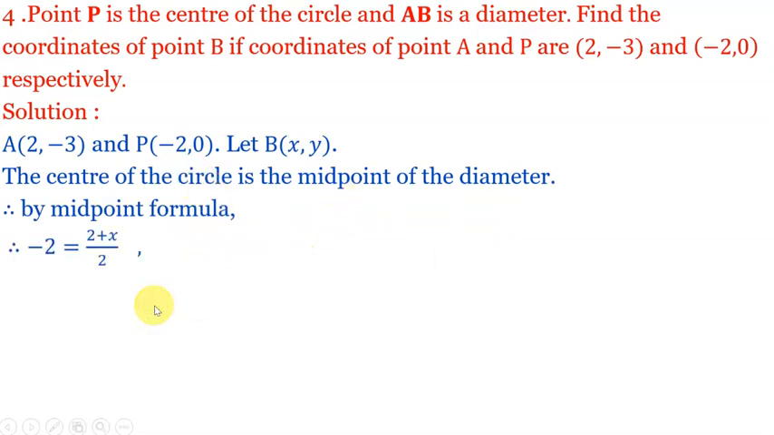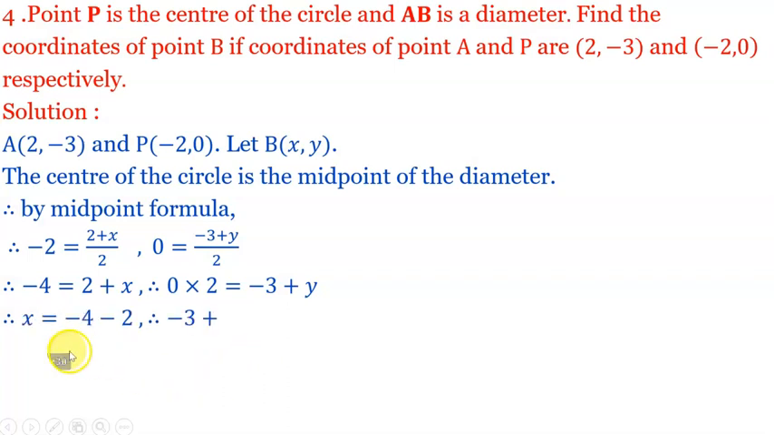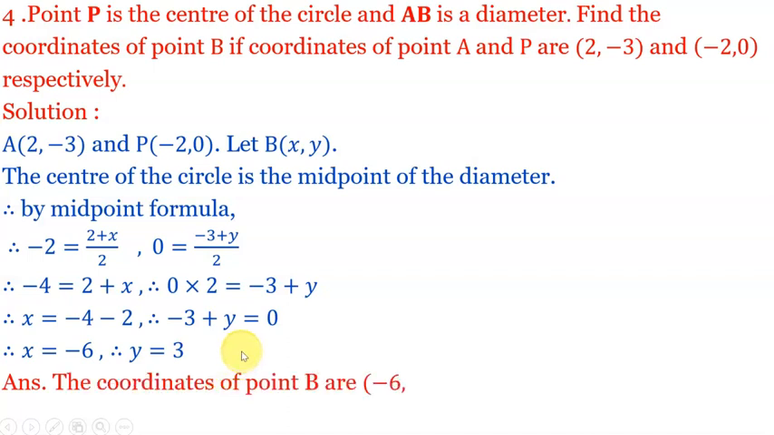Therefore, by the midpoint formula, -2 is equals to (2 plus x) upon 2 and 0 is equals to (-3 plus y) upon 2. And then you will get -2 into 2, -4 is equals to 2 plus x. 0 into 2, that is 0, is equals to -3 plus y. And finally, you will get -4 minus 2, that is x is equals to -6 and y is equals to 3. Okay. And hence the coordinates of the point B are (-6, 3).